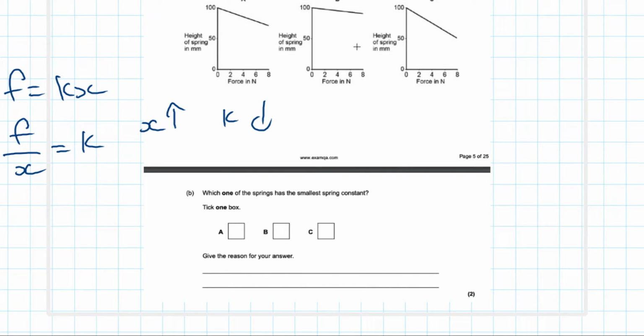So we could say here that the biggest extension, so the biggest x here, is going to be this one, because it's the biggest change. This one's had a medium extension. This one's barely changed anything, so its extension is really small. And this one's had a huge change in extension. So it must be C that has the smallest spring constant.